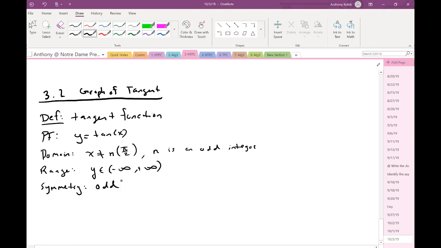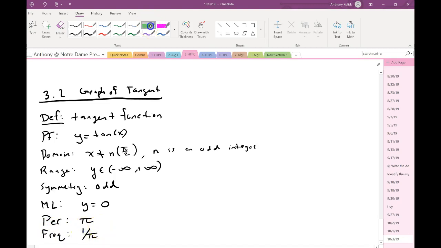So the graph has this odd symmetry, that's that 180-degree point rotation about the origin, which is a mouthful, which is why we just call it odd. Its midline would be y equals 0. Its period is going to be pi, so its frequency is 1 over pi.